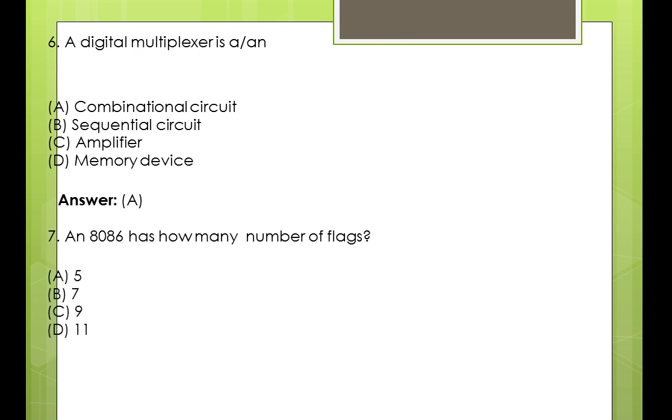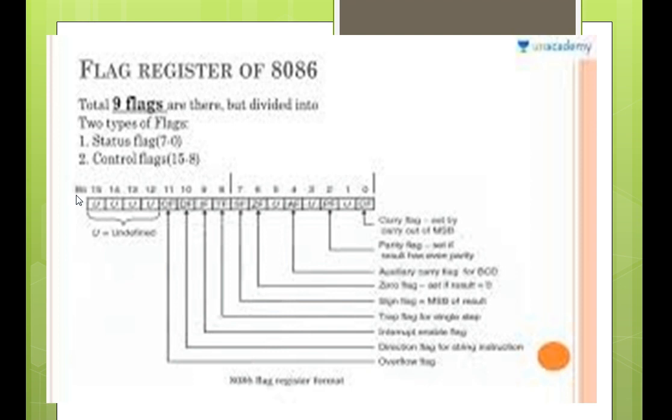Option A is 5, B is 7, C is 9 and D is 11. So the 8086 microprocessor has how many flags? The option is C. Here is the flag register of 8086, though the image is not clearly visible. Here we are having the 9 flags.